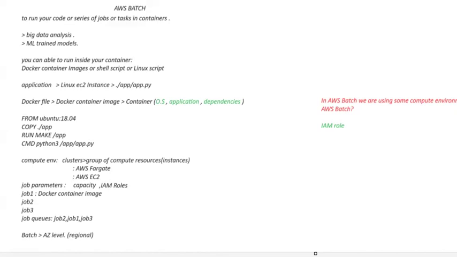So I hope you understood this. One more important point: you can provide the compute environment access to your Batch service by using an IAM role.